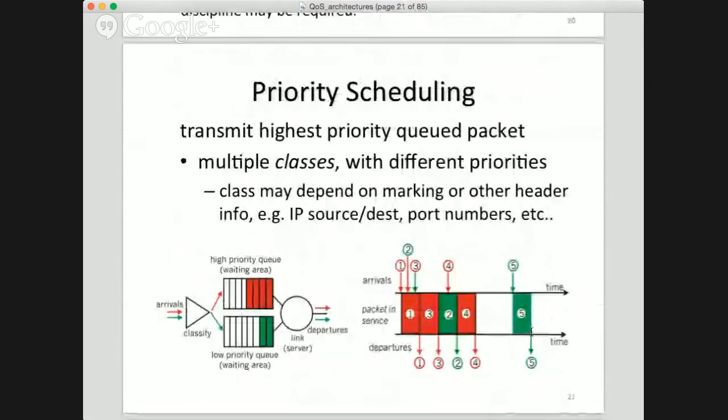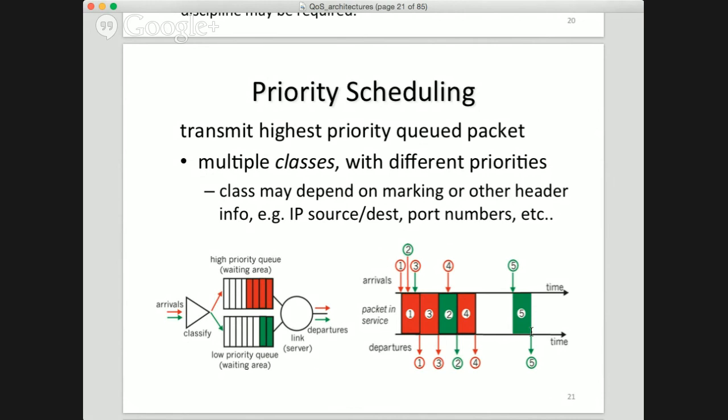Okay, so one potential scheme, one traditional scheme, is priority scheduling. What it does, it just transmits the highest priority queued packets. So I have multiple classes. Each class is assigned a different level of priority. And of course, classes might depend on marking or overhead information, IP source destination, port number, and so on and so forth. But this situation is the one that you see below in the figure.